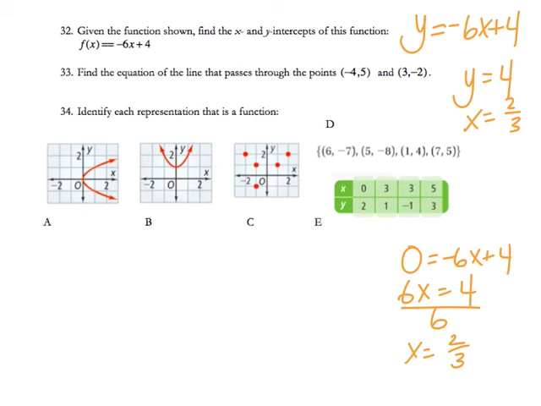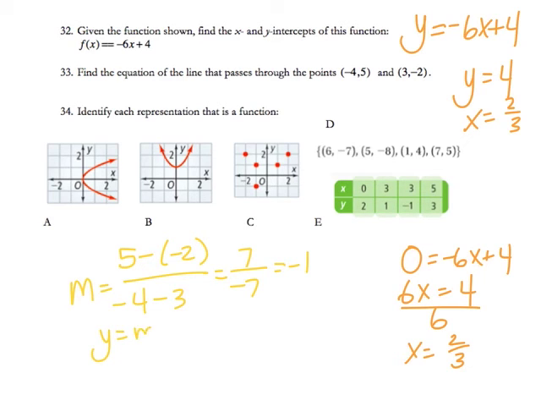Number 33. Find the equation of the line that passes through the points negative 5, 4, and 3, negative 2. Let's start by finding the slope of our line. Y minus y over x minus x. 7 over negative 7 is negative 1. Now I can use one of my two formulas.